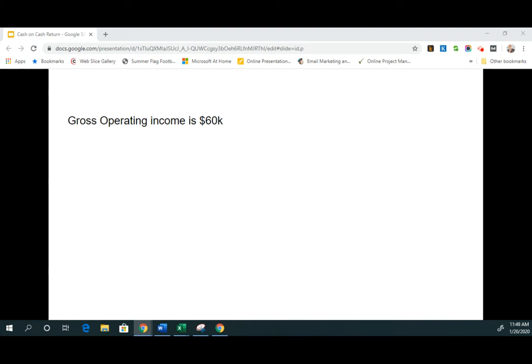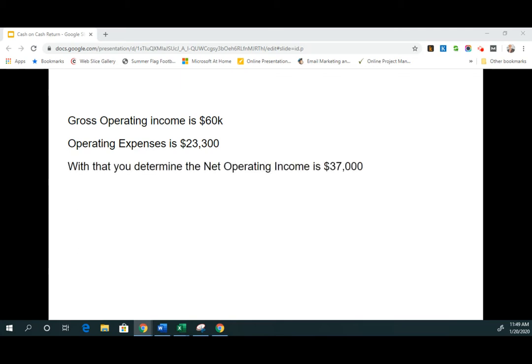So here's an example. All right, pretend you get the gross operating income of $60,000. The operating expenses is $23,300. Now we have our NOI, net operating income, of 37 G's. The mortgage, $26,300. That is going to give you cash flow before taxes of $10,400.